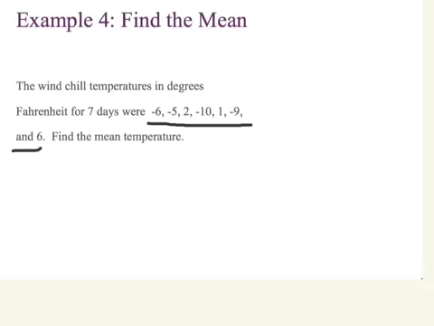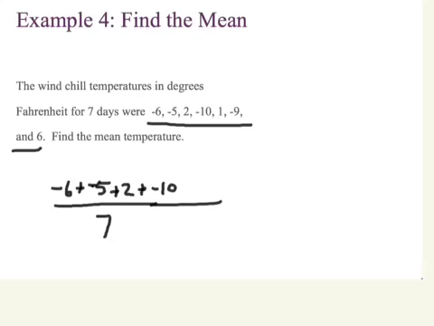We remember that finding the mean requires us to add up all of the numbers and then divide by the number of numbers. So we're going to add our -6 plus our -5, plus our 2, plus our -10, our line needs to be longer, plus 1, plus -9. We can take these 2 by 2 and add them together, and when we finally add up all of the numbers in the numerator, we get -27 over 7.